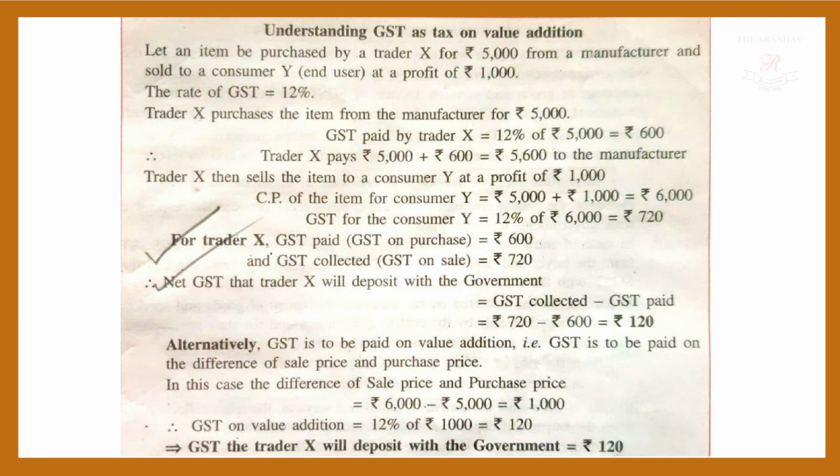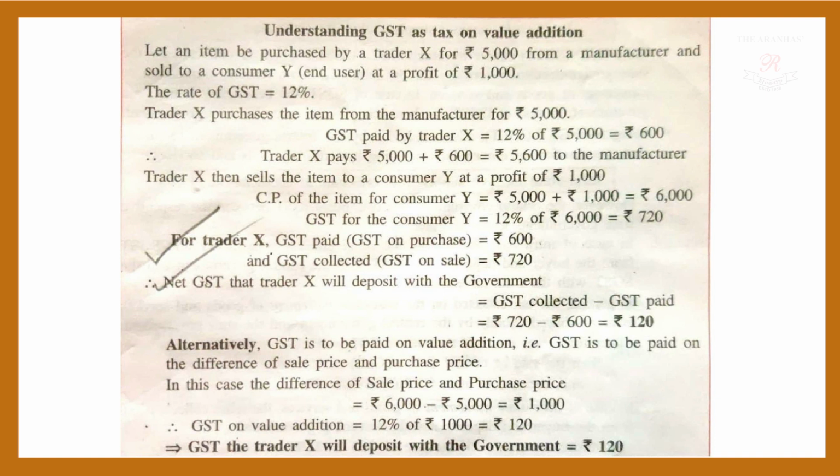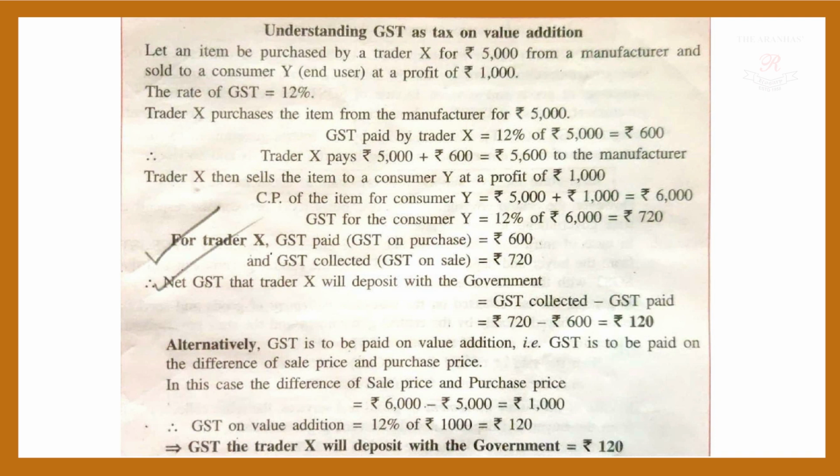The trader X purchased the item from the manufacturer for rupees 5,000. GST paid by the trader X is 12% of 5,000, which is 600. You must be knowing how to calculate 12% of 5,000. That will be 12 upon 100 into 5,000. That will come to 600 rupees. So trader X will pay 5,600 rupees to the manufacturer.